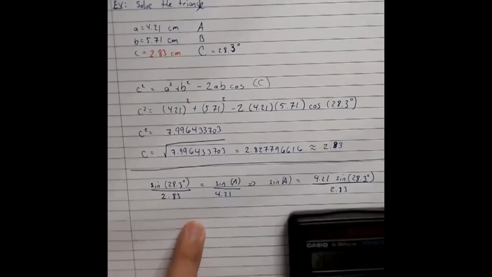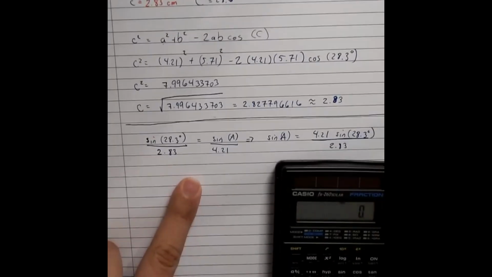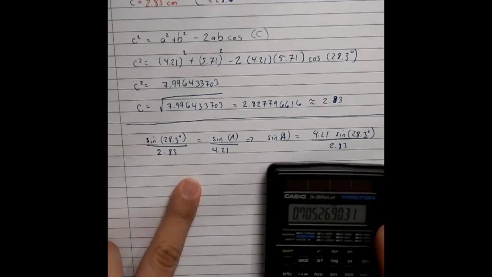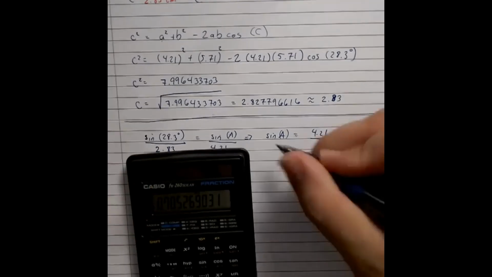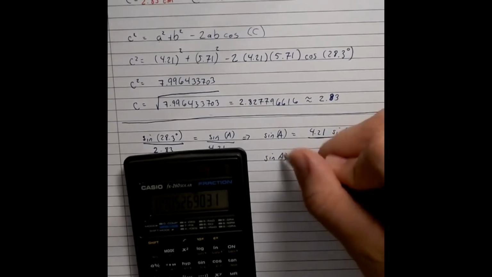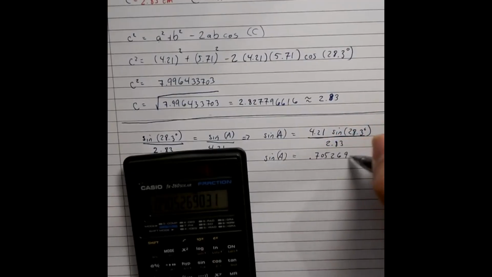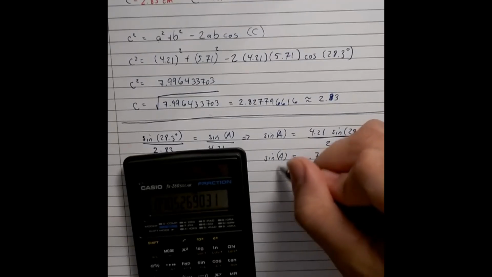And let's see what that gives us. 28.3, I'm going to take the sine of that. Now I'm going to multiply that by 4.21. And then I'm going to divide that by 2.83. And that's going to give me about 0.705 or so. So here the sine of A is equal to this big number, 0.705269031.